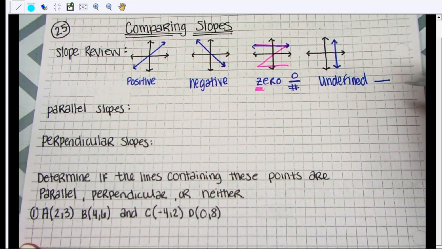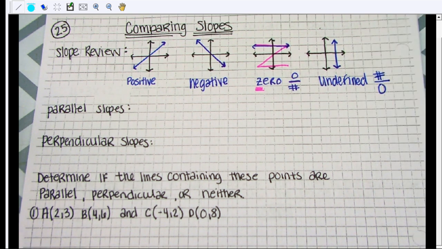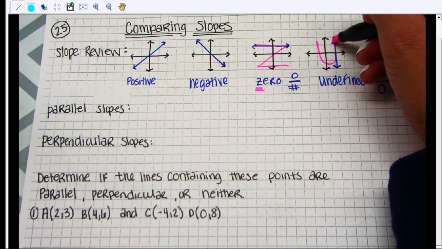In the bottom. This is where, if you're typing it all into your calculator, it gives you an error. It says can't divide by zero. That's because the slope is undefined. That doesn't mean you did something wrong. It just means the slope is undefined, and that's okay. Remember the trick here? You can make that look like a U for undefined.